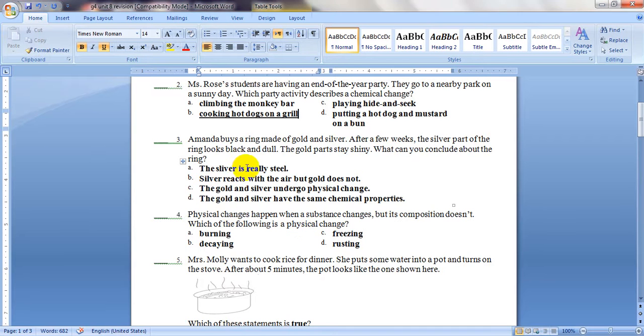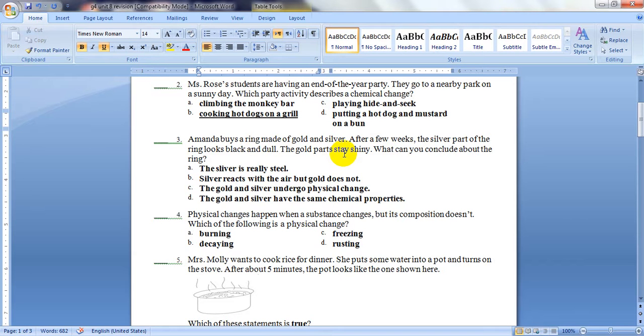The silver is really steel. Silver reacts with the air, but gold does not. The gold and silver undergo physical change. The gold and silver have the same chemical properties. Of course, from reading the question, gold and silver are different. Why? Because the silver part changed, but the golden part doesn't.